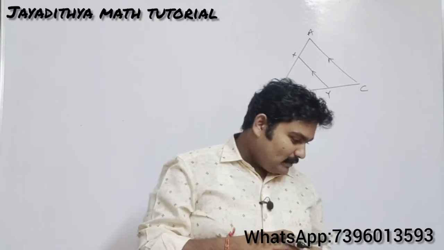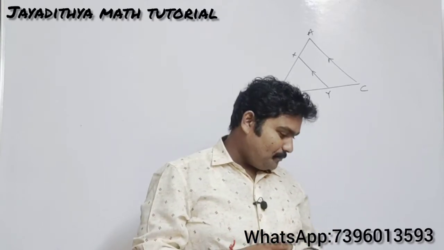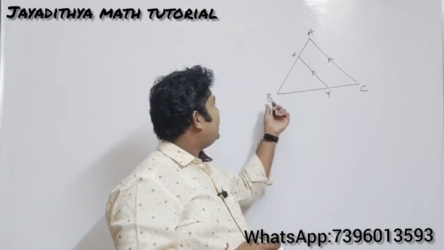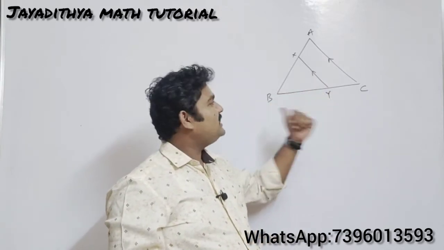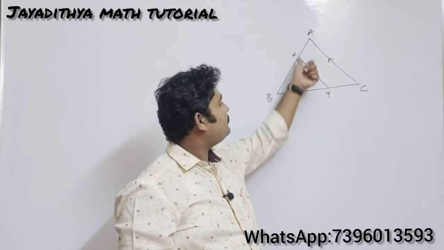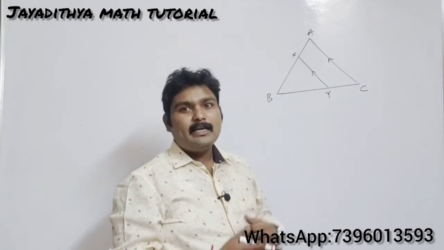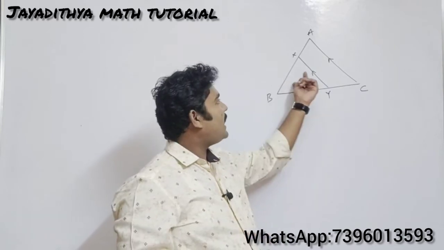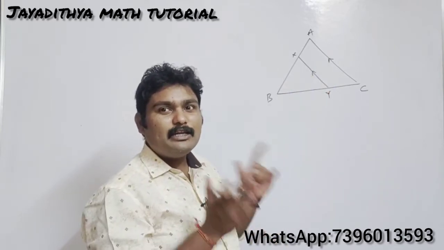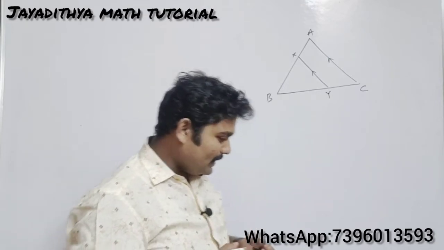Okay. And what XY is doing here? XY divides the triangle into 2 parts of equal area. So you can see that area of triangle BXY is equal to area of a trapezium. You can see that this is a trapezium. Area of trapezium XYCA is equal now. So area of triangle is equal to area of trapezium. That means the XY line is dividing the triangle into 2 parts of equal areas here.